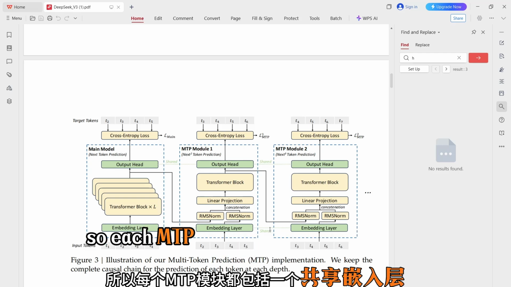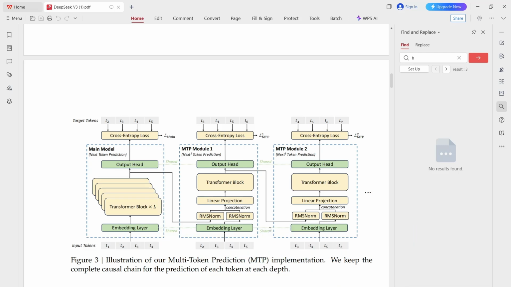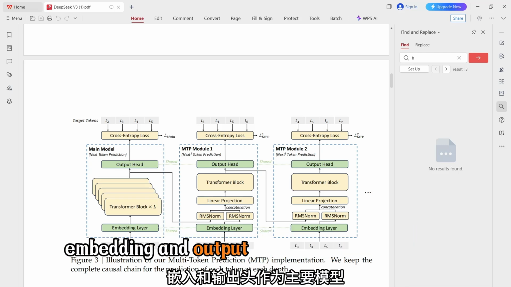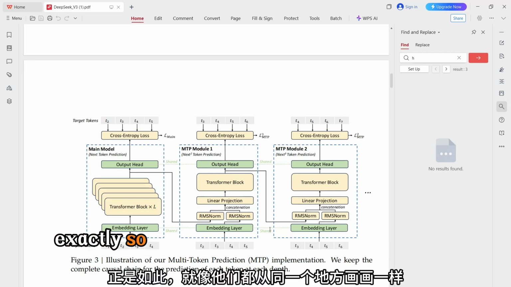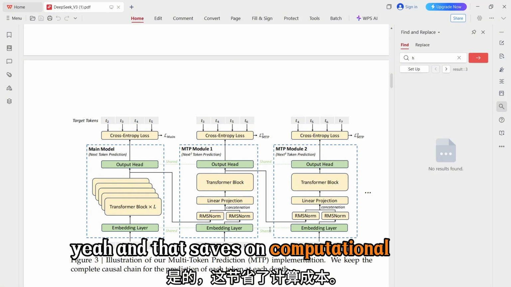Okay, so each MTP module includes a shared embedding layer. Yeah, and a shared output head. Okay, so they use the same embedding and output head as the main model. Exactly. So it's like they're all drawing from the same pool of knowledge. Yeah, and that saves on computational costs.